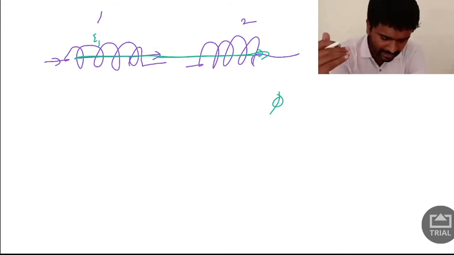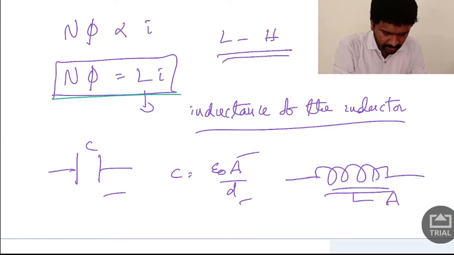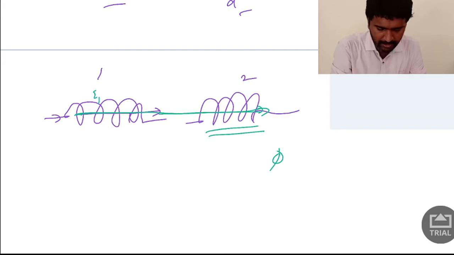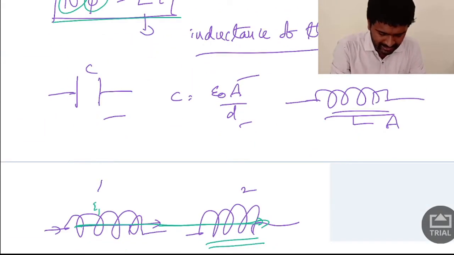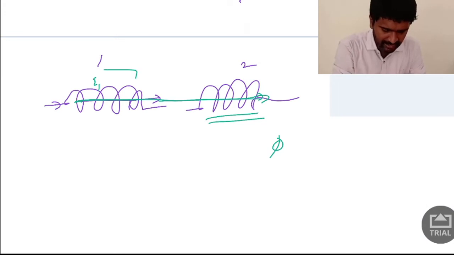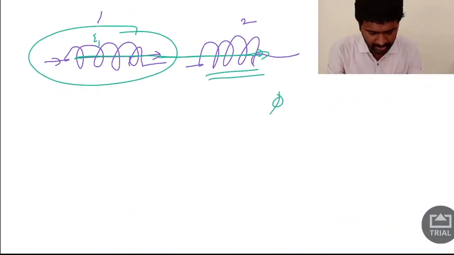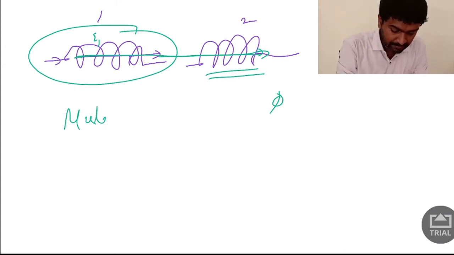Here I said the total flux through the coil, where N is the number of turns and phi is the flux through each coil, increases as you increase current in this. So you are getting some constant, and that constant in this case I will call the mutual inductance.